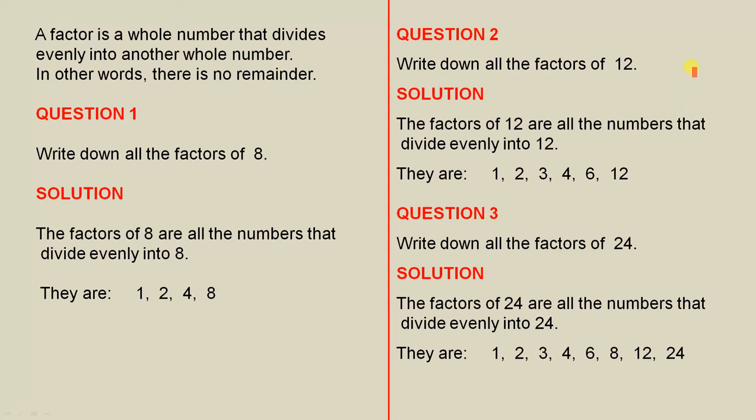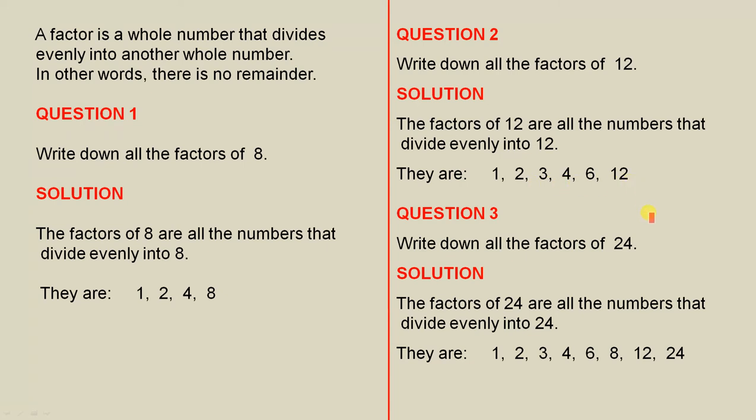Question 2. Write down all the factors of 12. The solution, once again, the factors of 12 are all the numbers that divide evenly into 12. The reason I'm putting that here is so the students can actually understand what the word factor means. So the more the students hear it, the more they'll remember it, and they'll understand the actual meaning of the word factor. So the factors are 1, 2, 3, 4, 6 and 12. And there are 6 factors altogether.